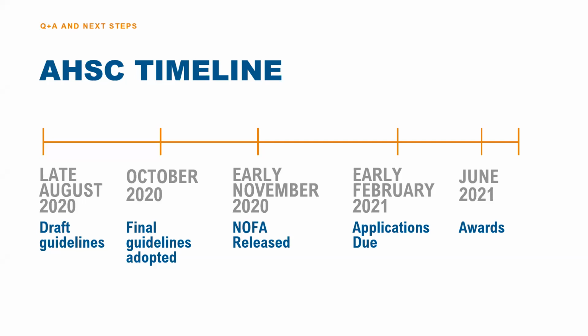You'll note that shortly thereafter, the NOFA is released typically in early November. And so from that period on until February is the full application period. The applications are due around early to mid-February with awards in June. You'll note that there is a time period between February and June, and this consists of appeal periods for both the thresholds and also for your initial score. So factor those into the time period between February and June when the awards are announced.